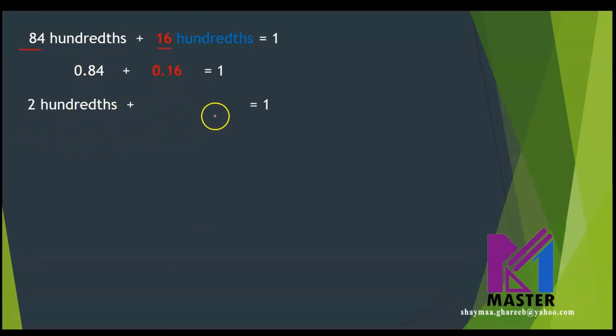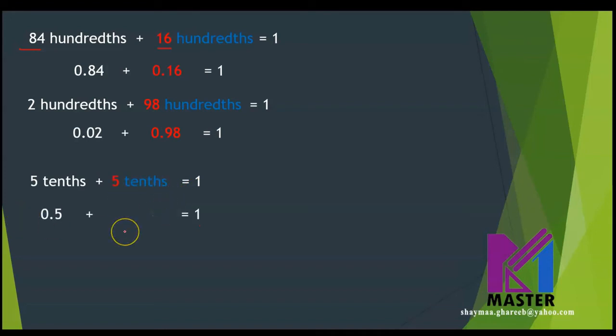2 hundredths plus what gives 1? 98 hundredths. So in total, they form 100 hundredths. So we can say 0.02 plus, yes, 0.98. If I have 5 tenths and I need to complete it to be 1, you remember we said 10 tenths equals 1. So I need 5 tenths more. So it will be 0.5 plus 0.5 gives 1 whole.